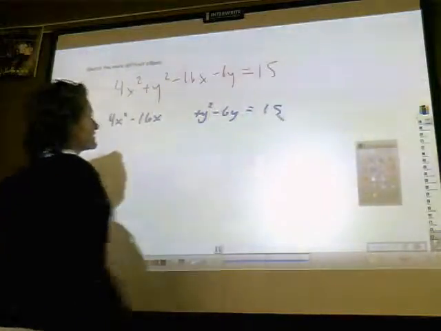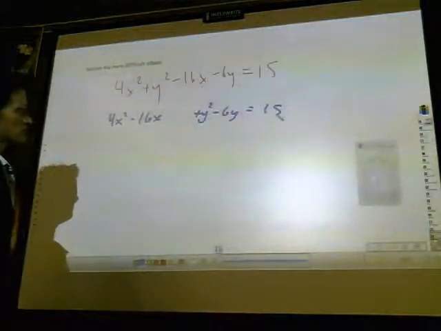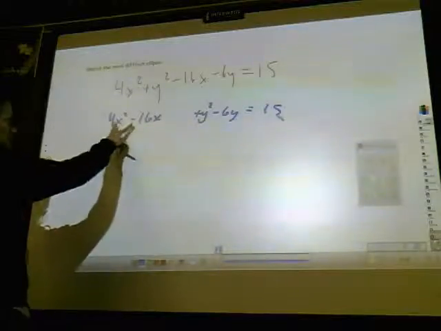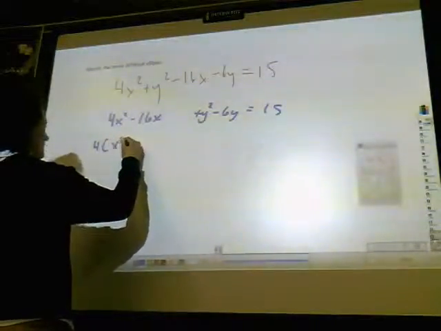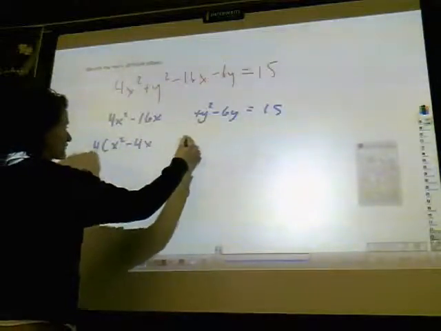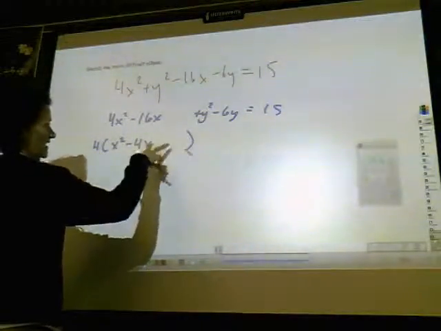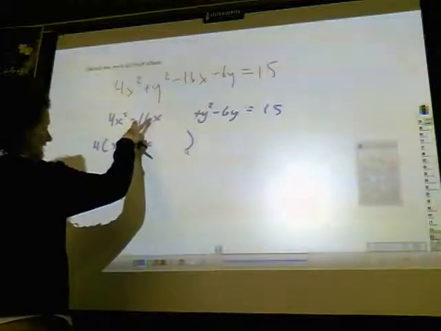Leave the 15 on the other side. We've done this with circles, so it shouldn't be new. Here, you've got to pull the 4 out to the front, factor it out. Don't forget to factor it out of both terms, and then leave a blank spot for the completed square.